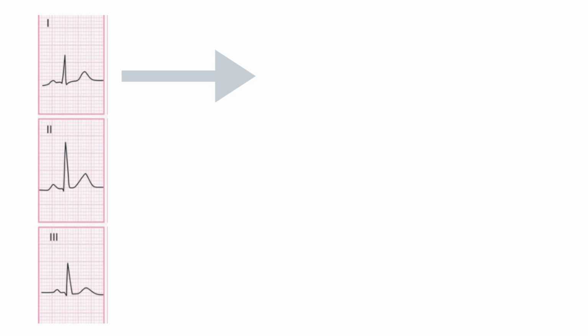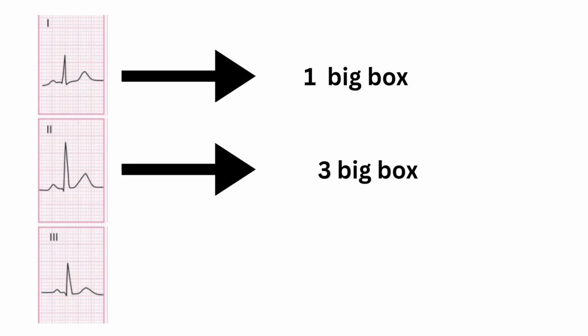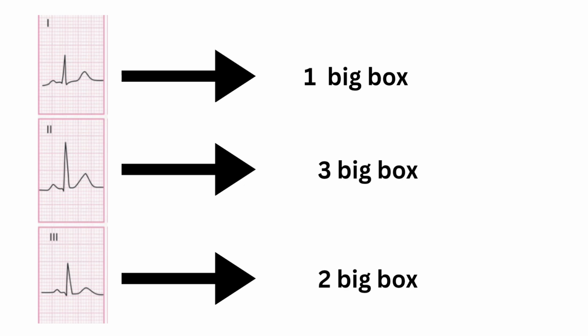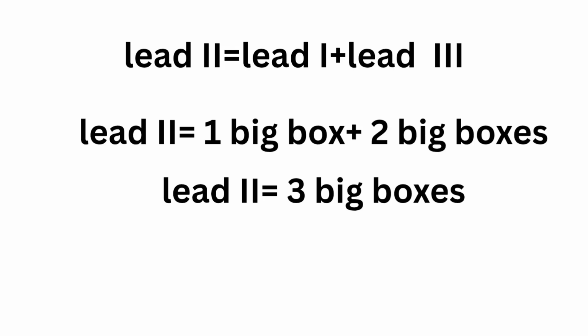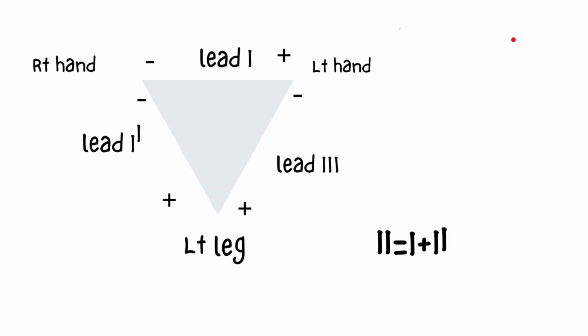Now let us see these 3 ECG graphs. In lead 1 the amplitude of the QRS complex is 1 big box, in lead 2 the amplitude of the QRS complex is 3 big boxes. In lead 3 the amplitude of the QRS complex is 2 big boxes. From this we can conclude that the amplitude of the QRS complex in lead 2 is the sum of the amplitudes of the QRS complex in lead 1 and 3, hence proving Einthoven's law, that is, the potential of any wave or complex in lead 2 of the ECG is equal to the sum of the potentials in lead 1 and lead 3.